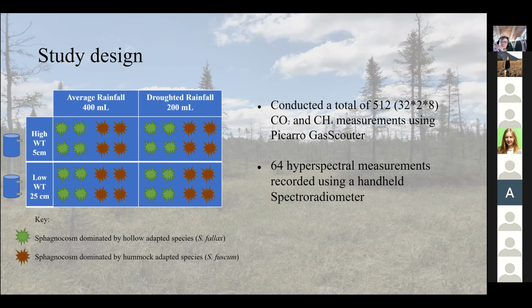So we conducted CO2 and CH4 flux measurements using a Picarro gas scouter in both the light and dark, using a blackout cloth so that we could measure both photosynthesis and respiration. And then we also took hyperspectral measurements using a handheld spectroradiometer. We used two indicators of vegetation greenness, chlorophyll index and normalized difference vegetation index, and then two indicators of wetness, so wetness index and floating water band index.